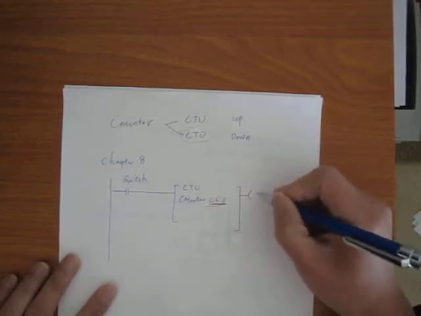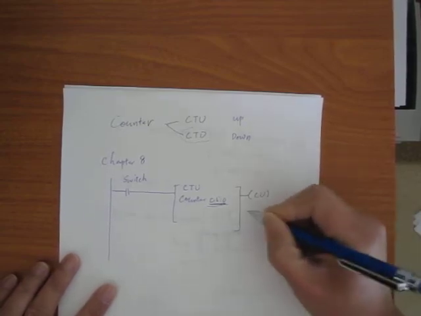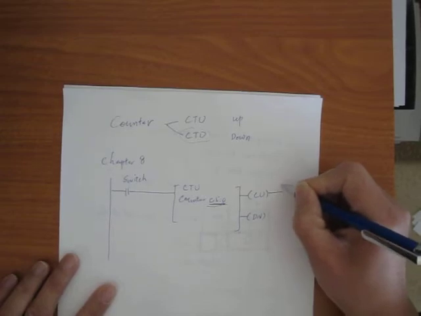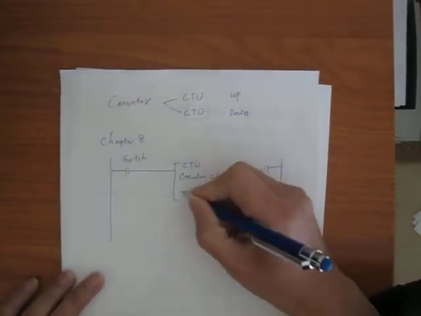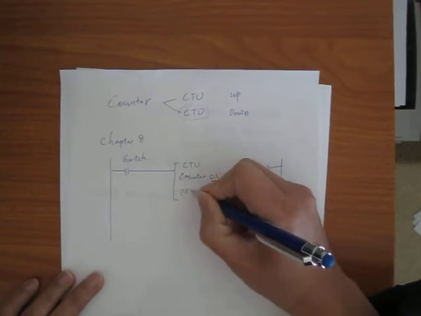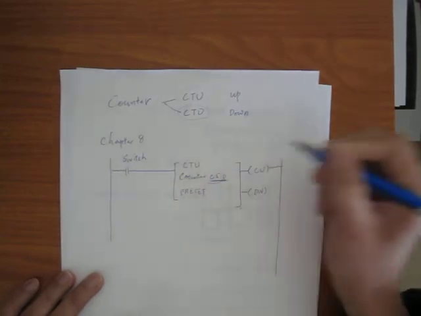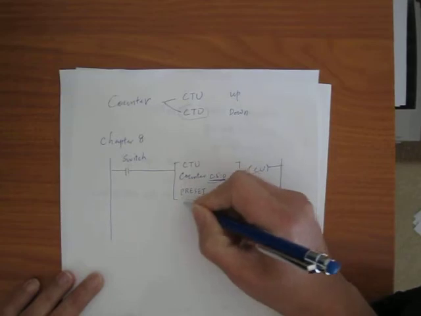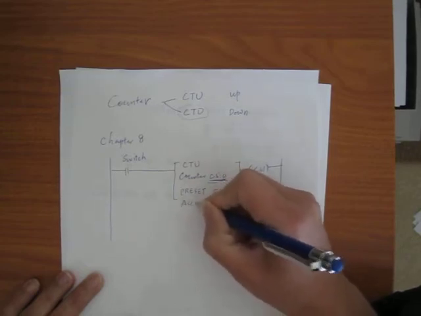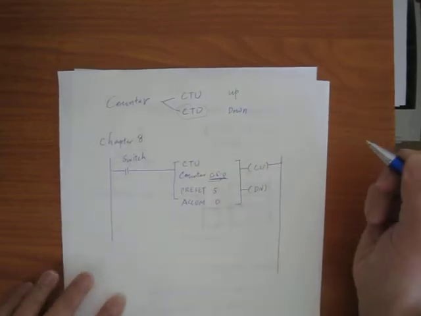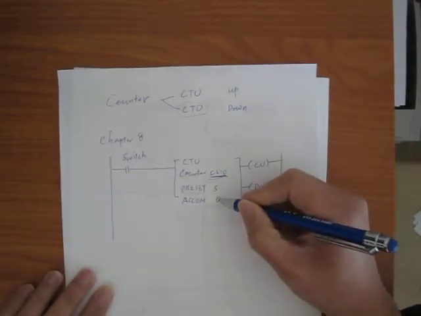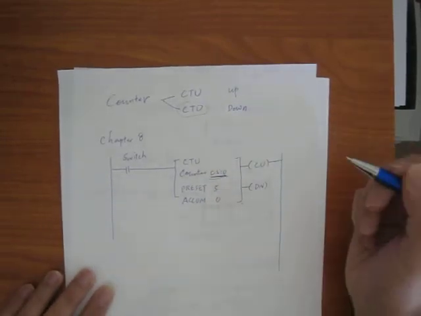And then you have a CU here. Then you have a DN here. The CU is connected to this run here. And then you have a preset, let's say it's 5, and then you have an accumulated value, and it's 0 here. Okay, you got to give the 0. You got to give 5 here.